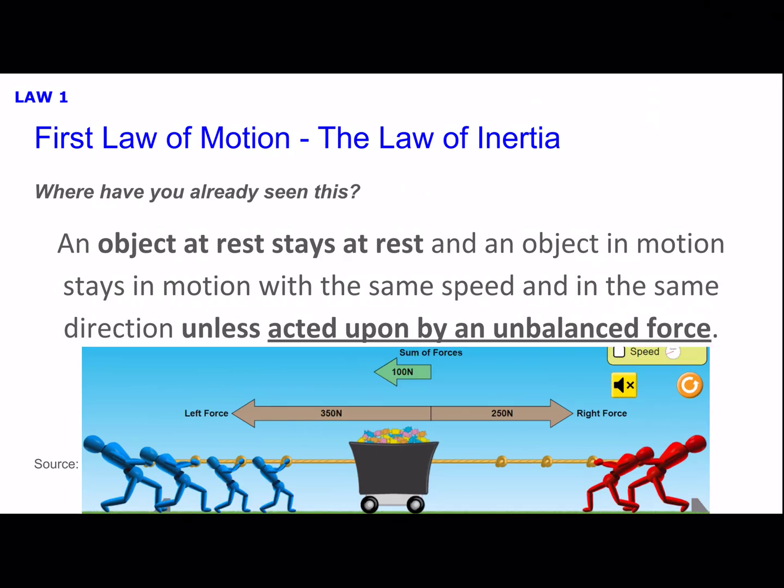Now, if you change the amount of forces, we have 350 on the left, 250 on the right, a net force of 100 newtons being pulled in the left direction. This is an unbalanced force. Therefore, this object is not going to stay at rest because of that. It will be pulled to the left.